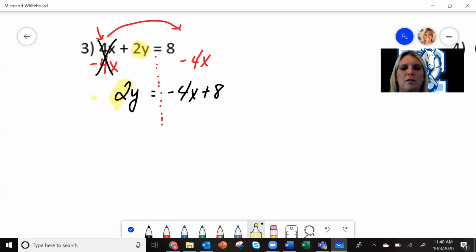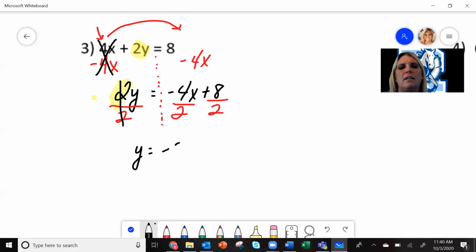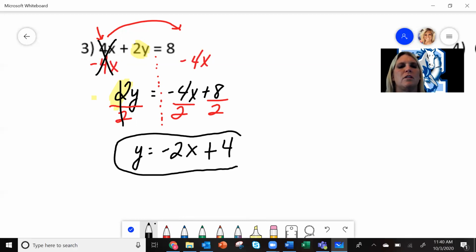Well, the inverse of multiplying is dividing. So I'm going to divide everything by 2. So now 2 divided by 2 is 1. I get y equals negative 2x, because negative 4 divided by 2. 8 divided by 2 is 4. Silly me. So now here is your equation in slope-intercept form.